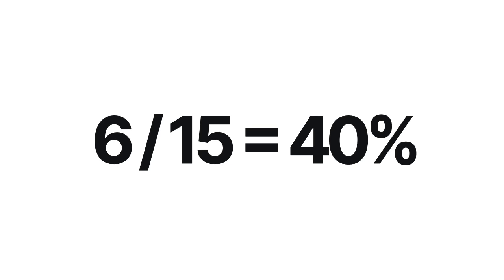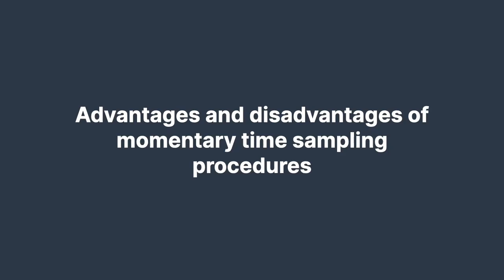Like partial interval and whole interval recording procedures, we typically summarize and report momentary time sampling data as the percentage of intervals during which the target behavior was observed. For example, Danny was observed using his cell phone at the end of 6 out of every 15 intervals during our 45-minute observation period, or at the end of 40% of intervals observed. Let's talk about advantages and disadvantages of momentary time sampling procedures within school-based contexts and situations.